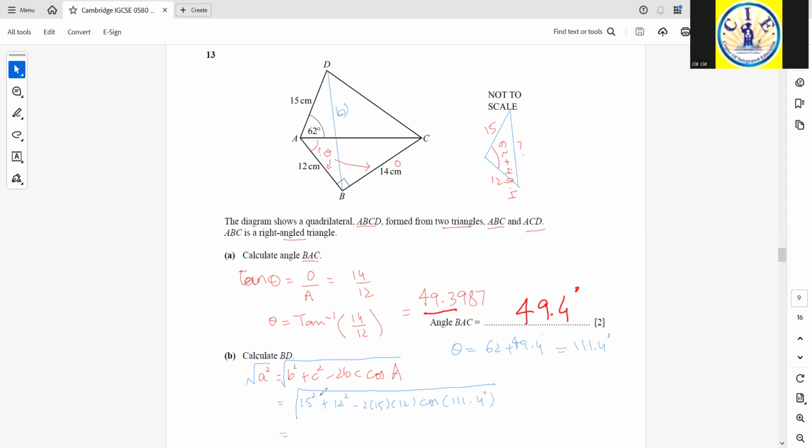which would be 22.36 or 22.37, or we can have it to be 22.4 centimeters. That is the answer to part B.